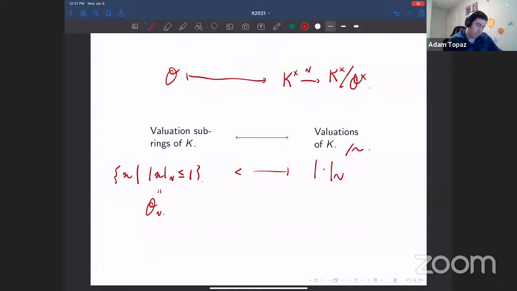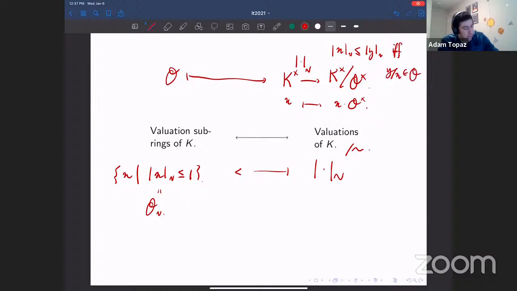So just sending x to its coset by O star. And the point is that the axioms in the valuation ring let you define a total order on this abelian group by saying that x is less than or equal to y if and only if y over x is in O.